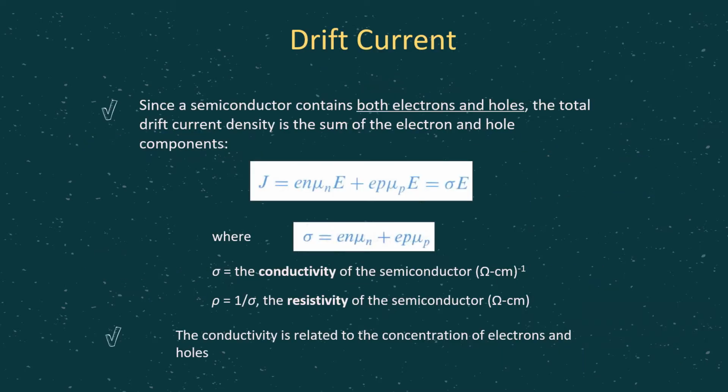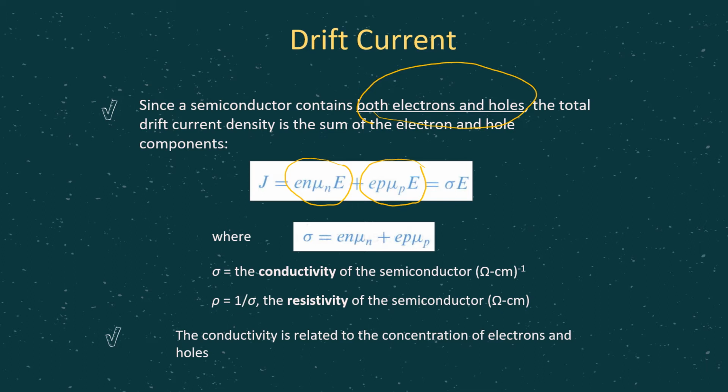Okay, since a semiconductor contains both electrons and holes, we need to consider the total current density for both electron and hole components. Meaning the current density for electrons is given by this formula, and the current density for the holes is given by this formula. So the total current density is the sum of the current density for both carriers.